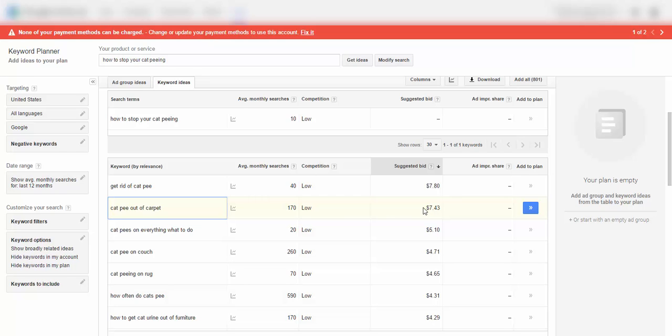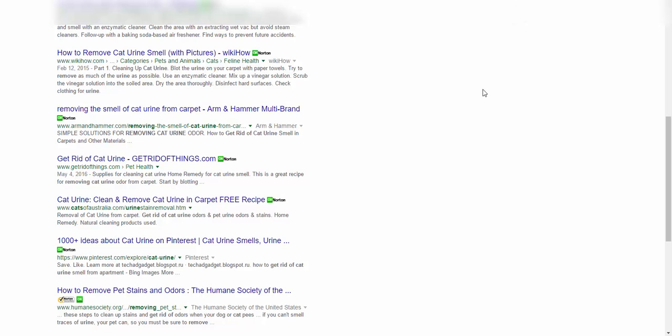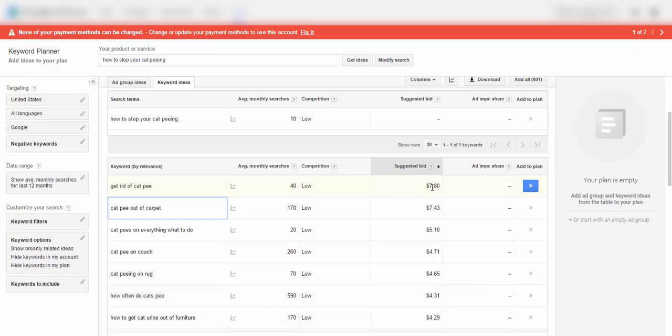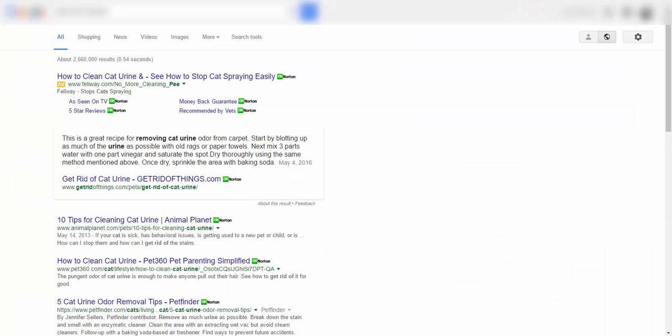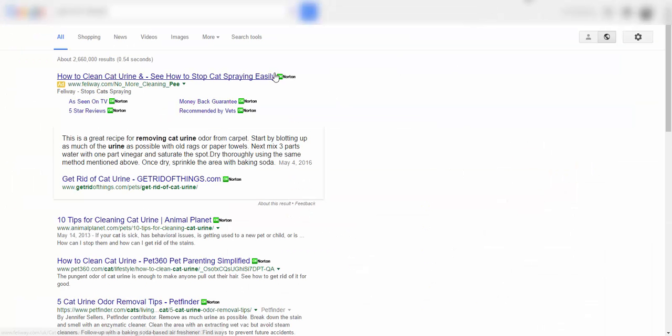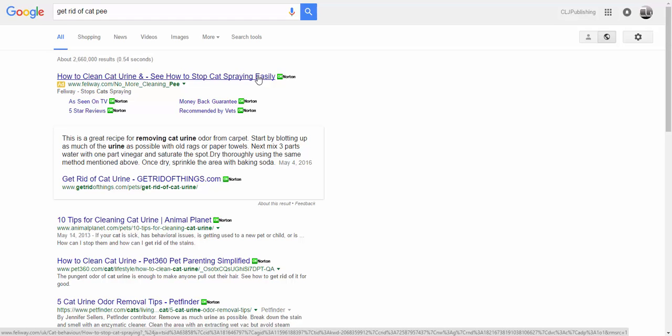And the way you verify that is if we go over to Google, you want to go through the highest suggested bid. Start from the highest, go through, type them into Google and see if anyone's paying to be there. Get rid of cat pee was the one, okay? And if I go here, look, get rid of cat pee, only 40 monthly searches, suggested bid $7.80. So we know roughly, and bear in mind as well, a bit of pay-per-click here, that they're paying roughly $7.80.